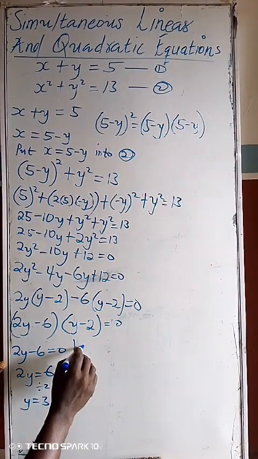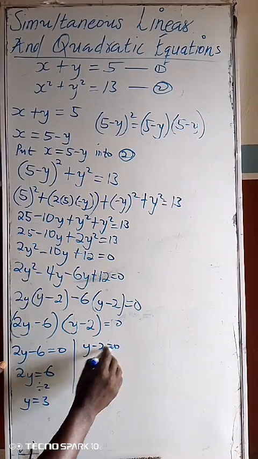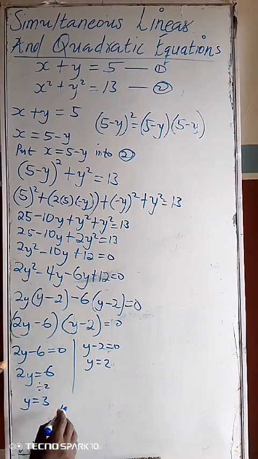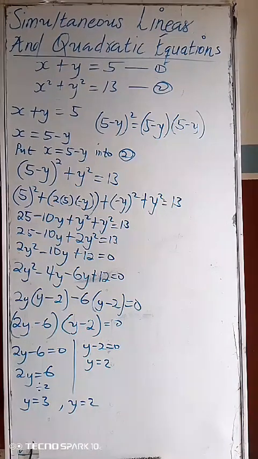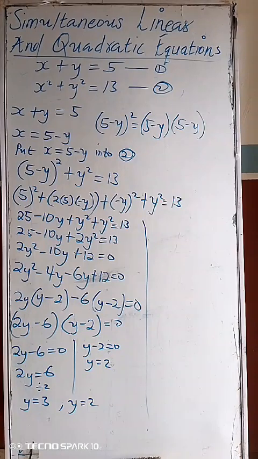Now let's look at this one. y minus 2 is equal to 0. So my y will be 2. So basically, I'm getting y is equal to 3. The same y is also equal to 2. Now let's go back to the equation and do the substitution so that we get the values for x as well.